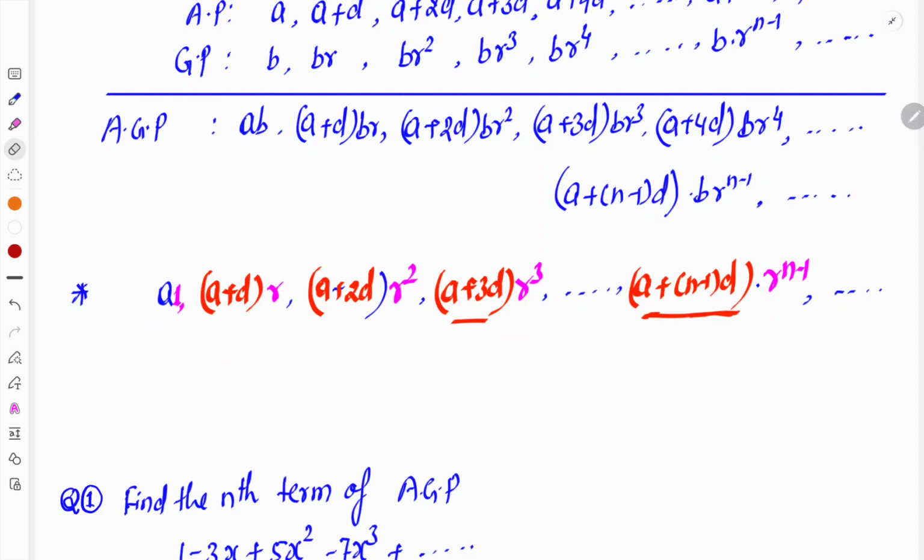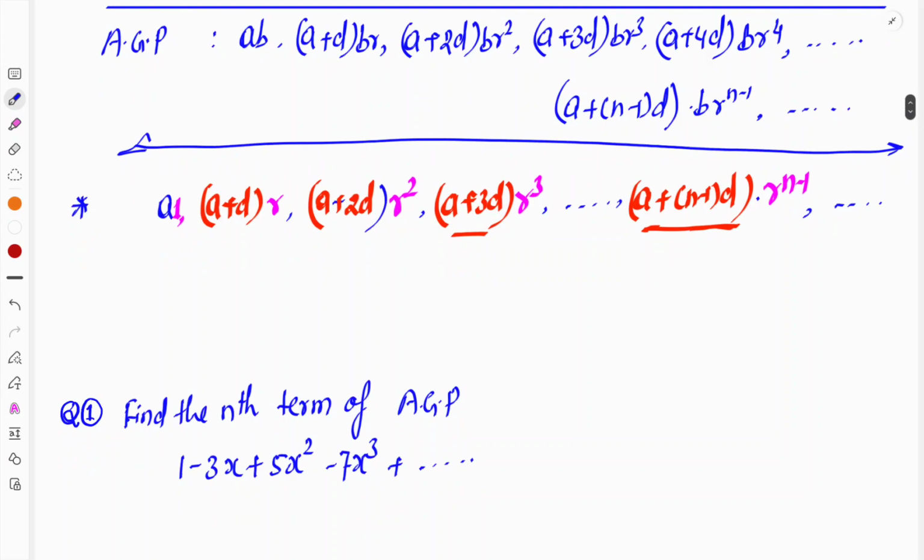You will not need to remember that many things, since we just cancel B. Nothing is wrong, we are just dividing by B. Hope it is clear. So this is arithmetic geometric progression. Now how to solve the questions?